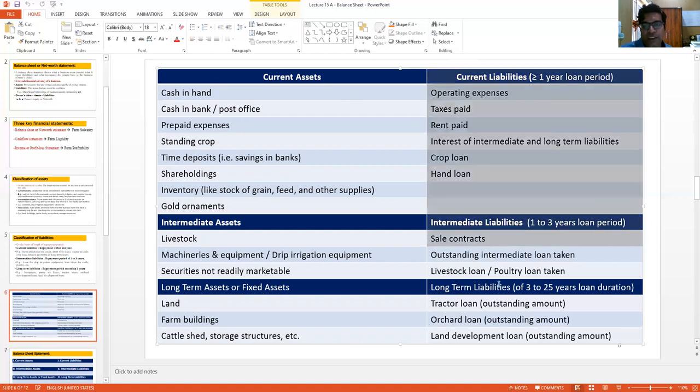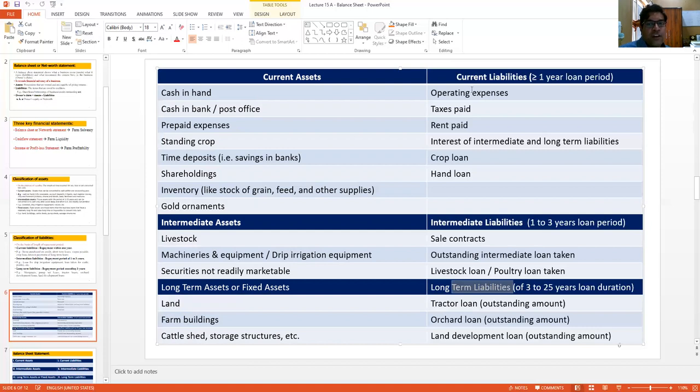In liability, we are classifying the items on the basis of the time period taken. For example, if the farmer is taking a loan which he can repay within 1 year, it is called current liability. If he is taking a time period of 1 to 3 years, it is called intermediate liability. And if he is taking a time period of more than 3 years to 25 years, for example a housing loan, it is a case of long-term liability.